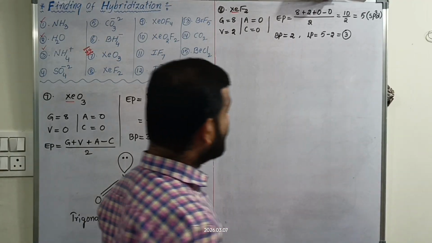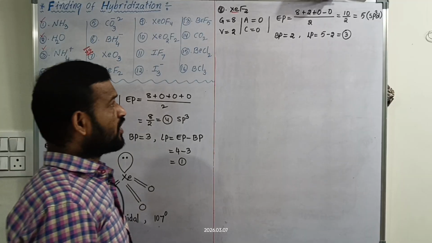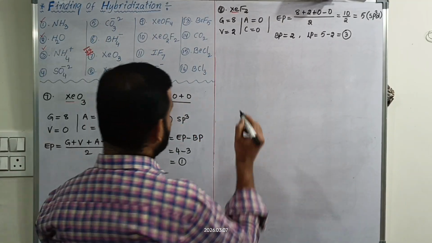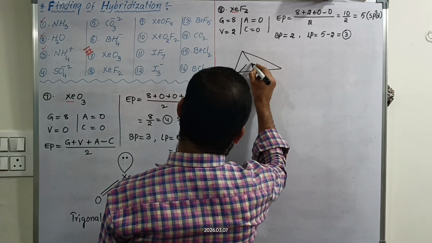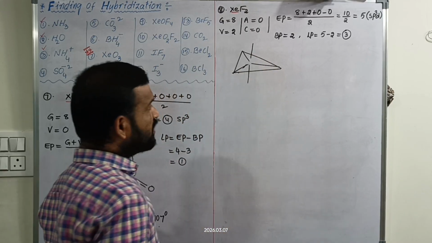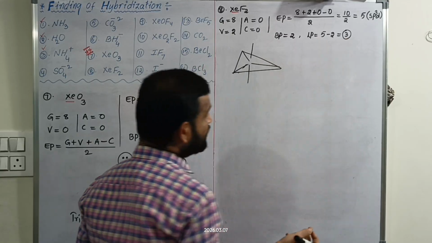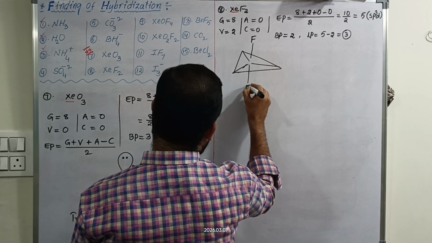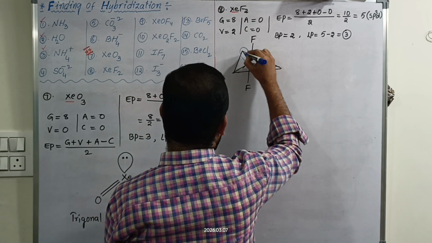Okay, here totally 5 electron pairs. If all are bond pairs, the shape is trigonal bipyramidal, like this. Its shape is like this. But here, how many bond pairs are there? Only 2 bond pairs. But what about the remaining 3? 3 are lone pairs. So here, fluorine, fluorine, and the remaining are lone pairs.